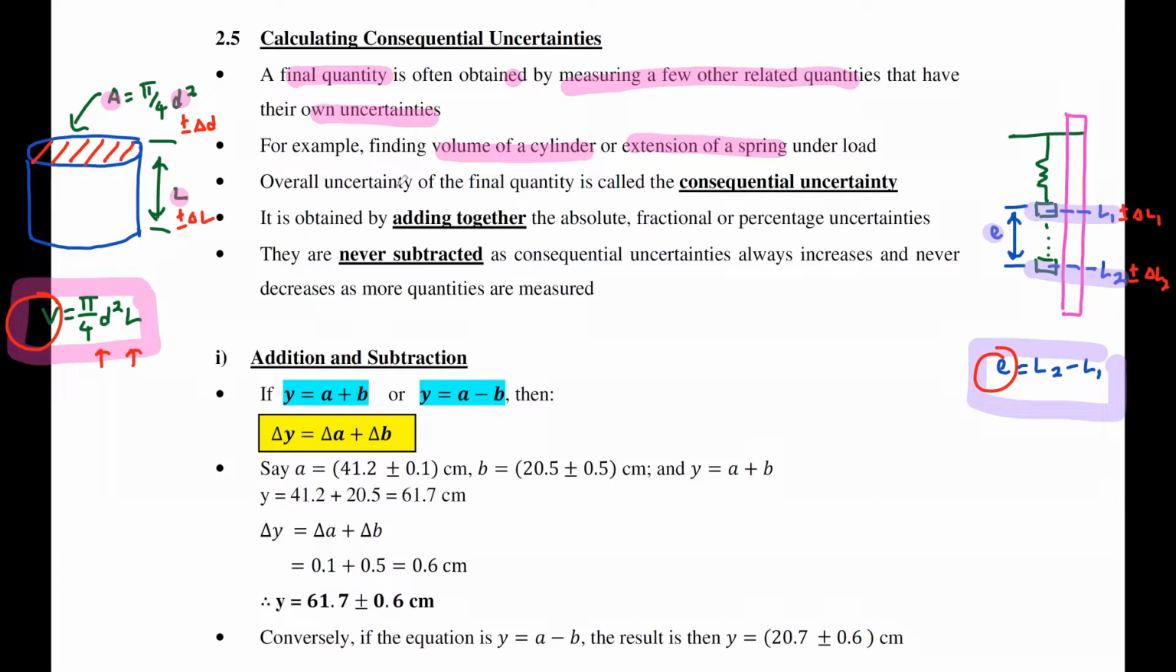The overall uncertainty of these final quantities is called the consequential uncertainty, which takes into account the uncertainties of the initial measurements made. It is often obtained by adding together the absolute, fractional, or percentage uncertainties, depending on the form of equation that we're dealing with. Bear in mind that the uncertainties will never ever be subtracted, as consequential uncertainties will only ever increase and never decrease when more quantities are measured. This would make sense because when you do more measurements with uncertainties in them, your final measurement is only going to become even more uncertain.